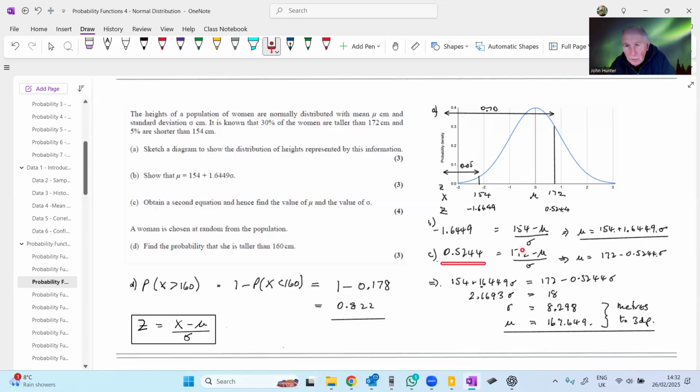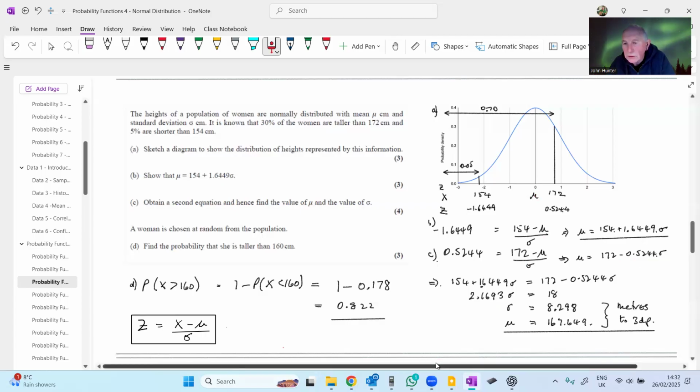So using the same process and the same formula, 0.5244 is going to be equal to the X value, which is 172, subtracting the mean and dividing by the standard deviation. Rearrange again, and we're going to get this formula here. Mu equals 172 minus 0.5244 times sigma. Right, okay, so we've got two equations in two unknowns, simultaneous equations.